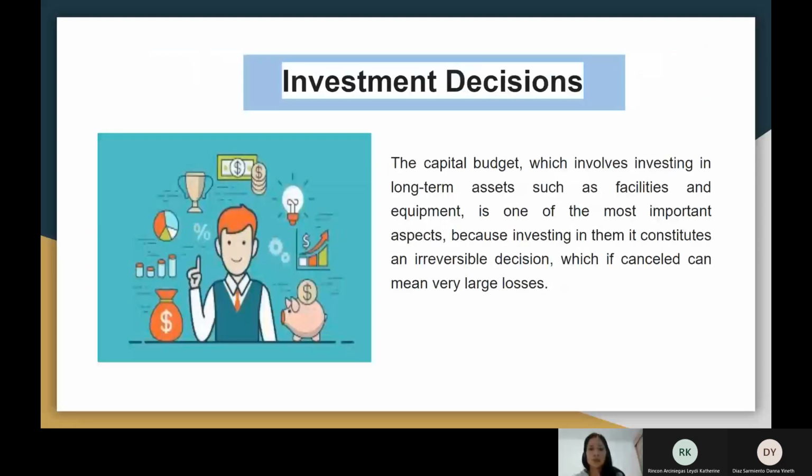Investment decisions. The capital budget, which involves investing in long-term assets such as facilities and equipment, is one of the most important aspects because investing in them constitutes an irreversible decision, which, if cancelled, can mean very large losses.